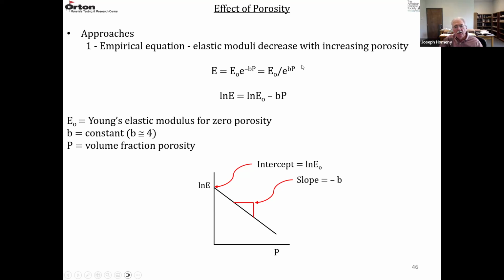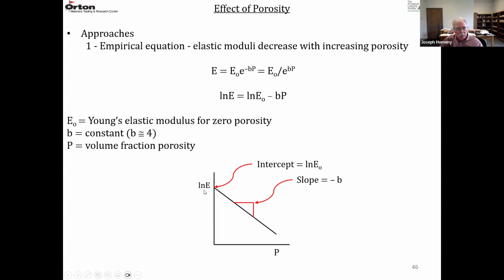So as the porosity goes up, the exponent gets bigger and bigger, and E goes down. So if you take the natural log of this equation, you have the log of E equals the log of E0 minus this constant B times the porosity P. So if you plot the log of E versus P, the intercept has to be the log of E0, and the slope is minus B. So the intercept here is ln E0, and the slope is minus B.